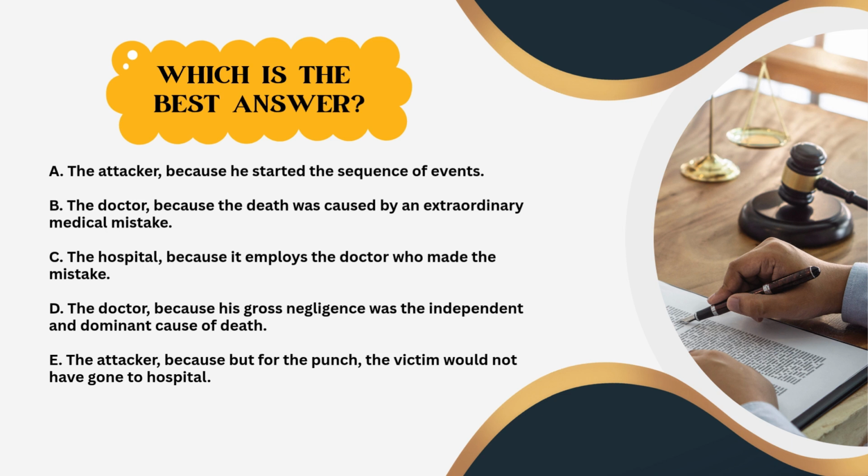A. The attacker, because he started the sequence of events. B. The doctor, because the death was caused by an extraordinary medical mistake. C. The hospital, because it employs the doctor who made the mistake. D. The doctor, because his gross negligence was the independent and dominant cause of death. E. The attacker, because but for the punch, the victim would not have gone to hospital.